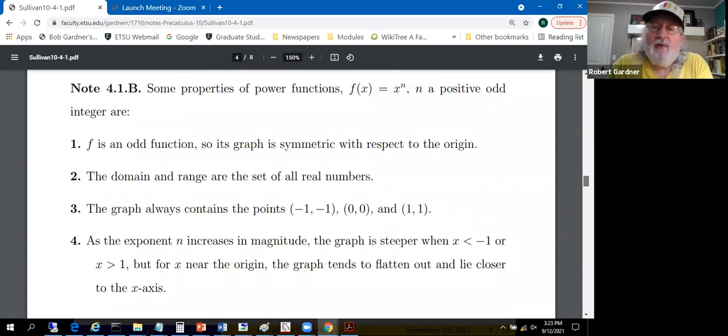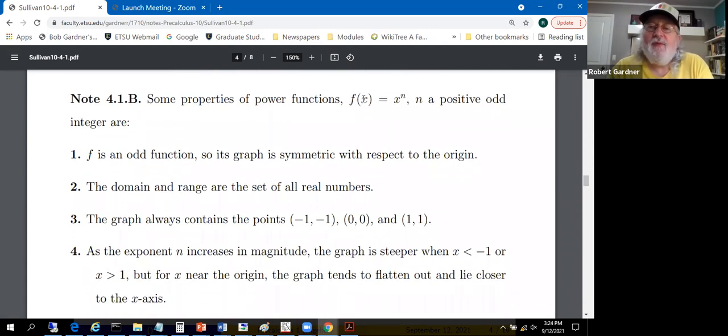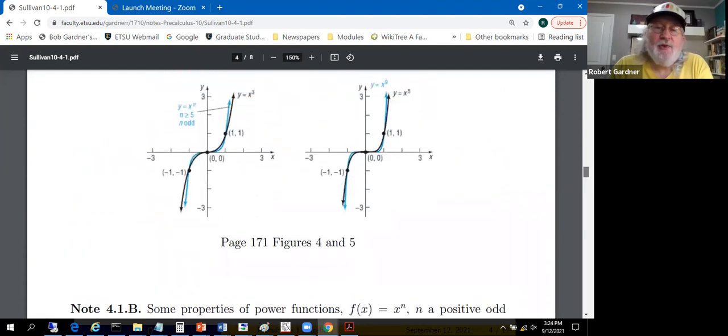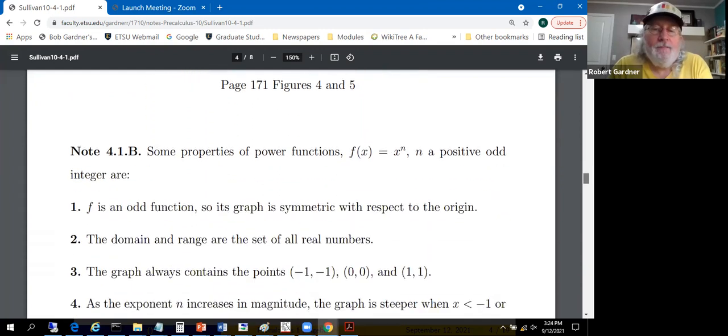So some properties of power functions of the form f of x equals x to the n when n is a positive odd integer. We've got an odd function, so it has symmetry with respect to the origin. These all had that kind of symmetry. With respect to the origin, I go over and up, and I find a point on the curve. If I went back and down, same amounts, I'd find a corresponding point. The arrowheads correspond on the cubing function, for example.